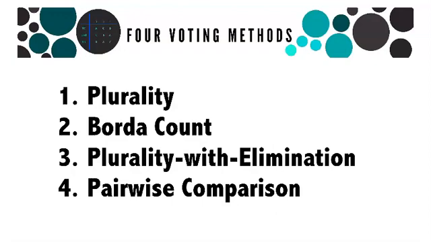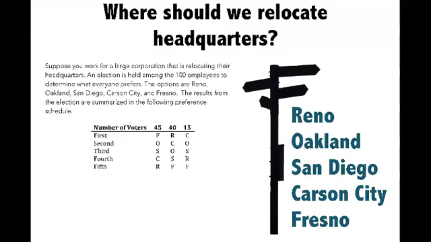In this video, we will go over how to determine the winner of an election using 4 different voting methods. The 4 different methods are the plurality method, the Borda count method, the plurality with elimination method, and the method of pairwise comparison. Here's our class problem that was first introduced when we created a preference schedule.